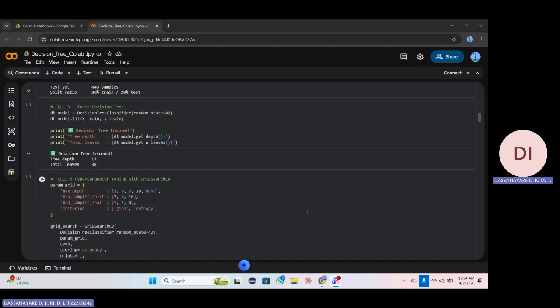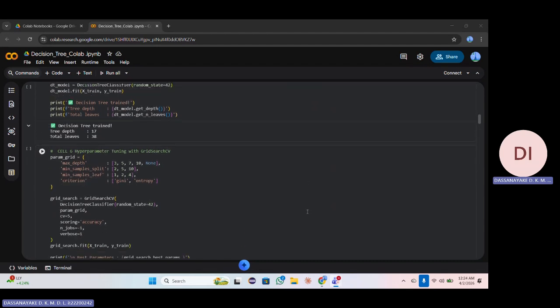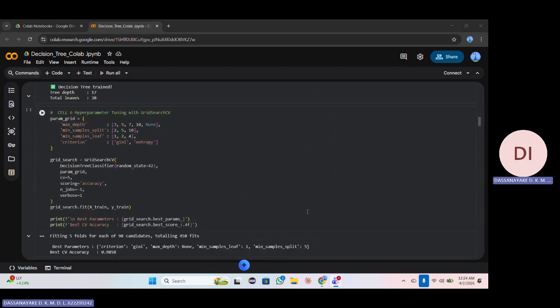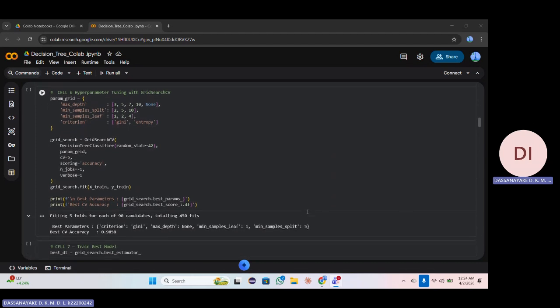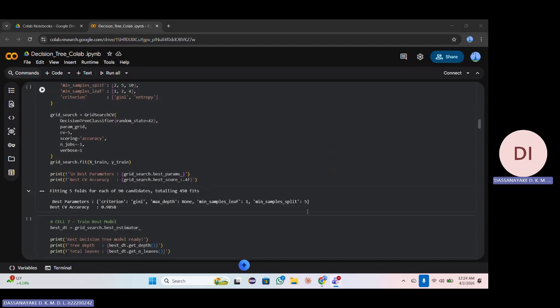The algorithm I implemented is the decision tree classifier. A decision tree works by recursively splitting data based on feature thresholds that best separate the classes, using either Gini impurity or entropy as the splitting criterion. The tree continues branching until it reaches a stop condition like maximum depth or minimum samples per leaf.